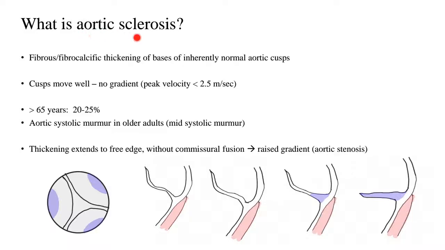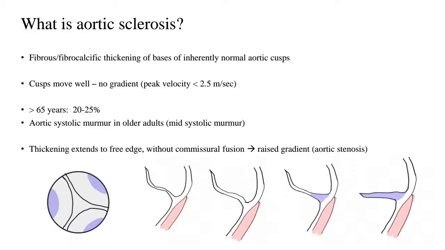Now, the murmur of aortic sclerosis can be produced, which is known as the aortic systolic murmur in older adults, and it is quite similar to the murmur that you get in a pathological aortic stenosis. It's either a mid-systolic or we also call it the ejection systolic murmur.